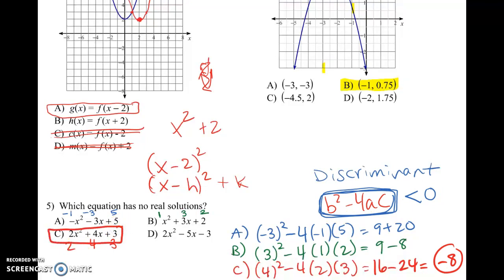So C does satisfy this. Let's see if D does, because remember on the SBAC you can have multiple answers on some of the questions. So for D I have 2, -5, -3. -5 squared minus 4 times 2 times -3. So 5 squared is 25, minus 4, so this negative times this negative is going to give me a positive. And that's 8 times 3, which is 24. Again, a positive number. So our only solution here is C.